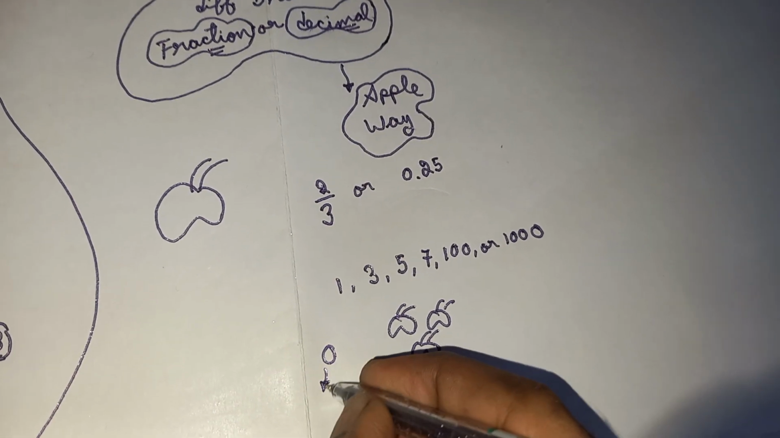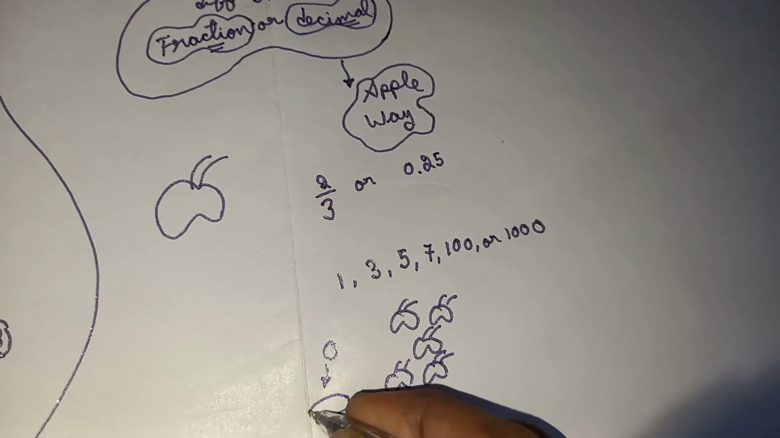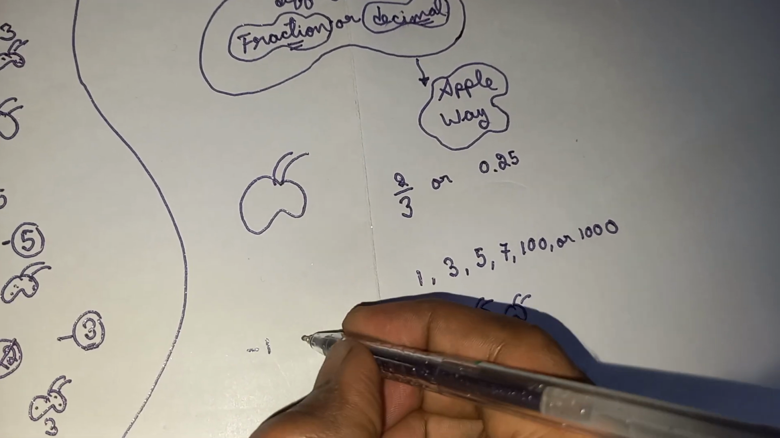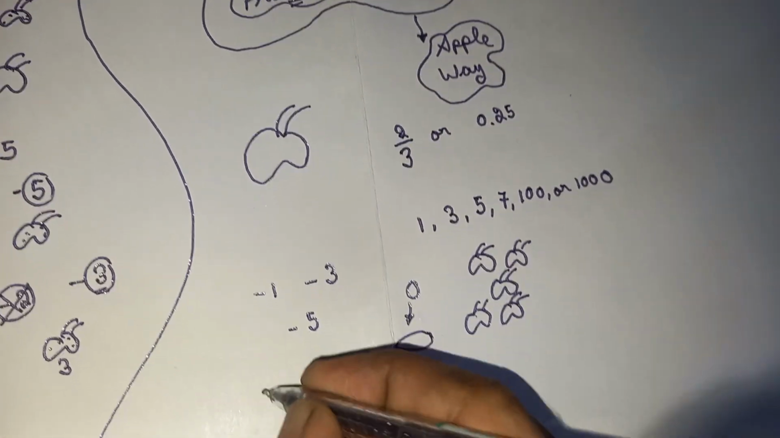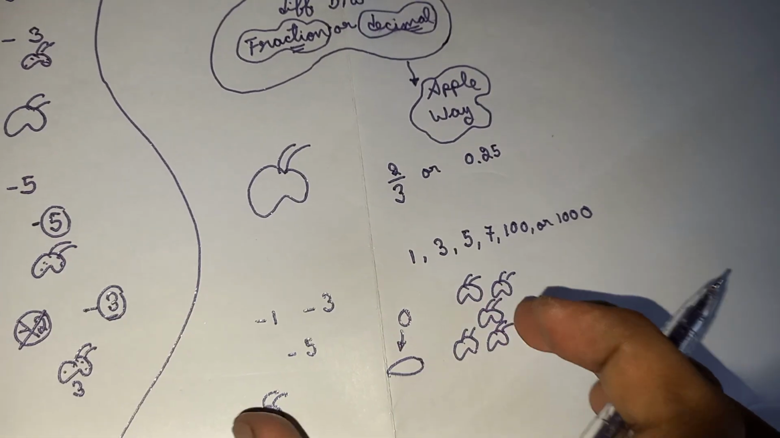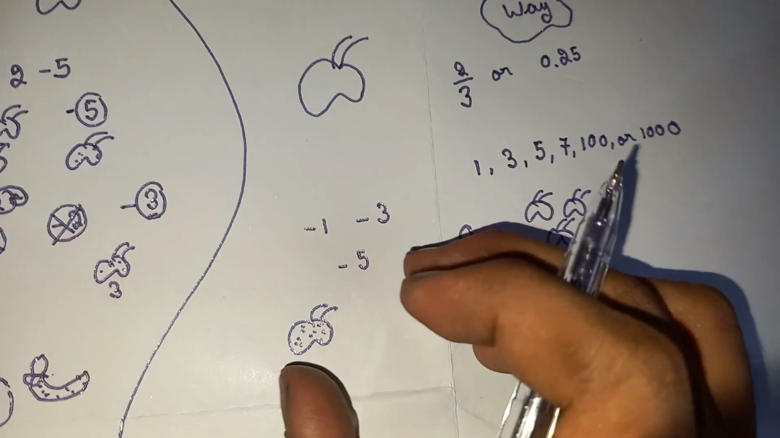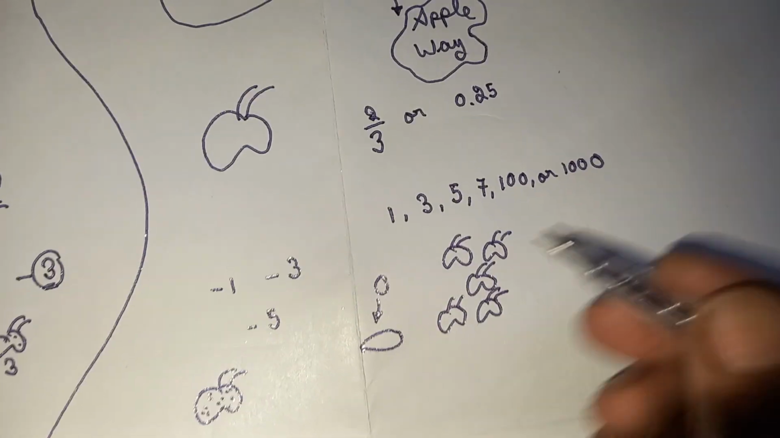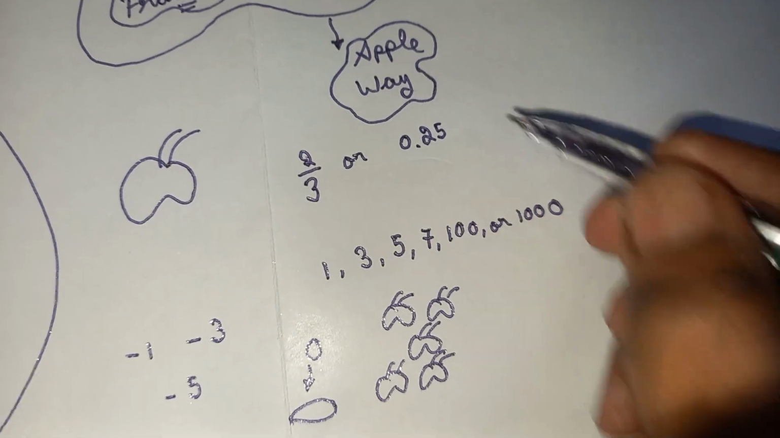Zero means you don't have anything. And a minus number means negative apples. You're going to have -1, -3 or -5, which means you're going to have apples which are negative. Negative apples means it just destroys positive apples, or it sucks your nutrition when you eat it. They are negative apples.